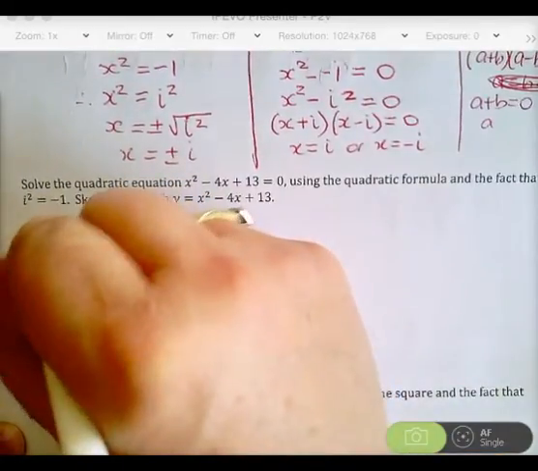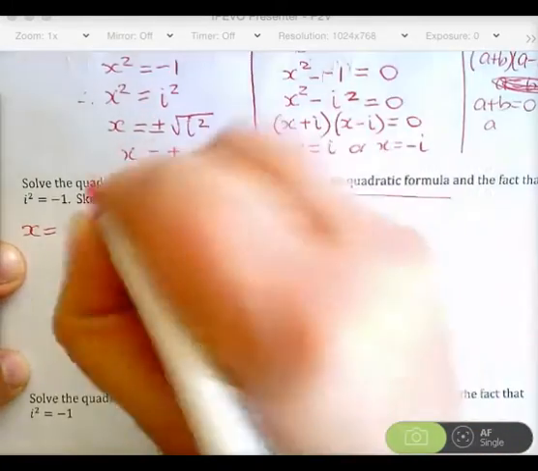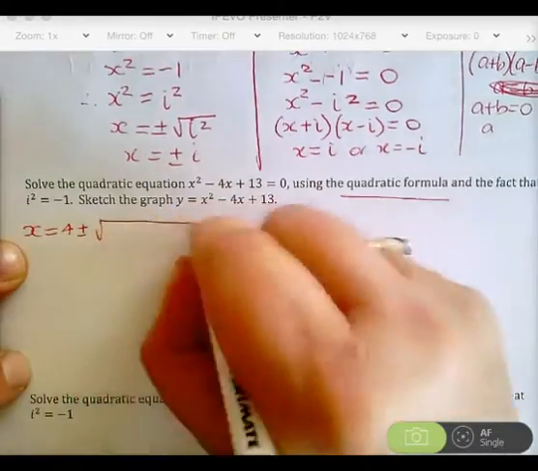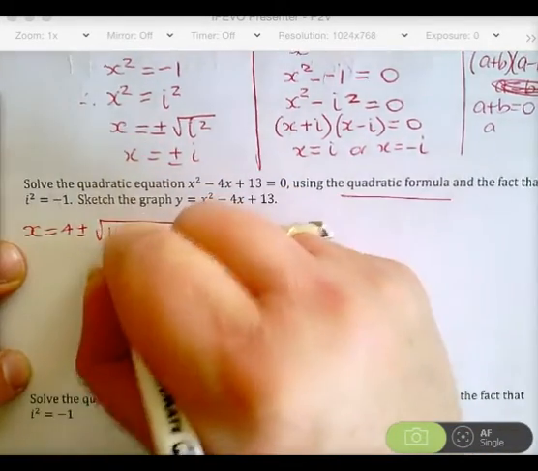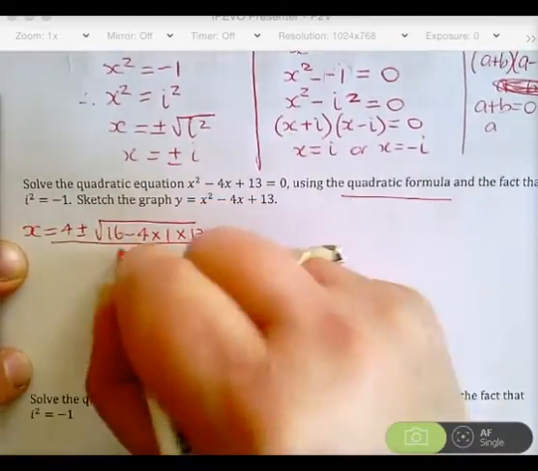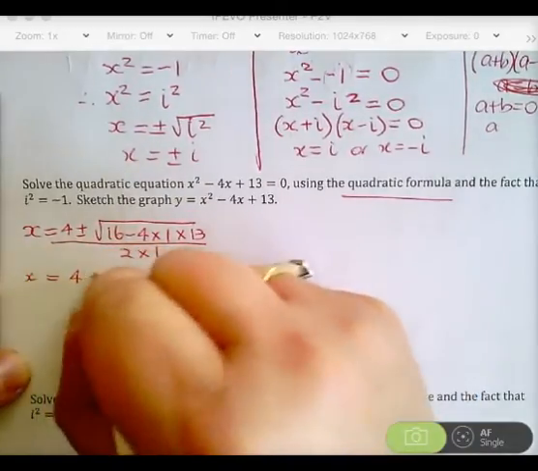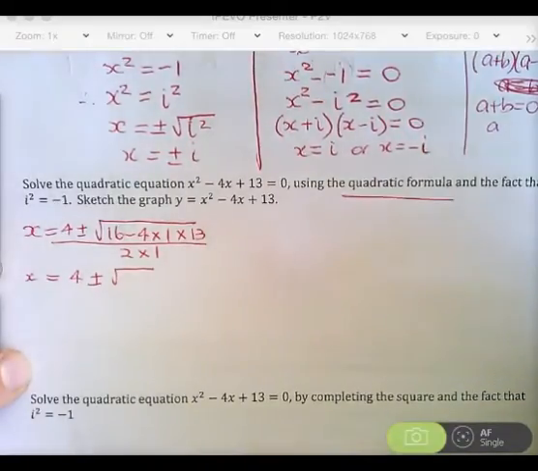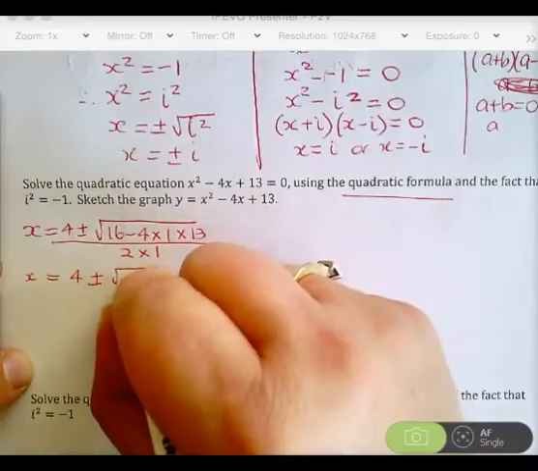So here we go. x equals -b. So we're using the quadratic formula. -b is 4. -4. Plus or minus the square root of b squared is what? 16. Minus 4 times 1 times 13 over 2 times 1. So therefore x equals 4 plus or minus the square root of what? 16 minus 52 is what? Negative?